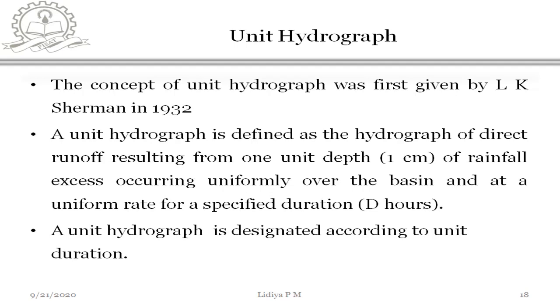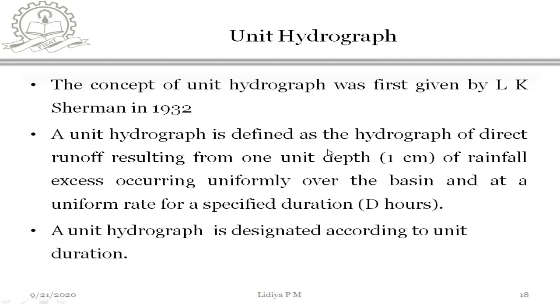The concept of unit hydrograph was first given by L.K. Sherman in 1932. Then a definition of unit hydrograph. It is defined as a hydrograph of direct runoff resulting from one unit depth, that is 1 centimeter of rainfall excess occurring uniformly over the basin at a uniform rate for a specified duration d hours.